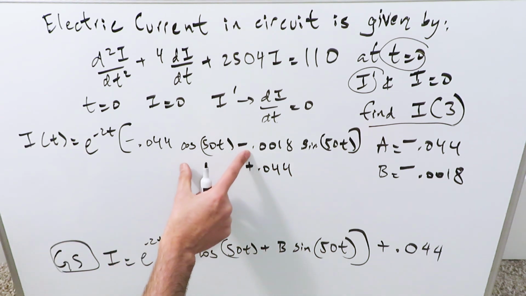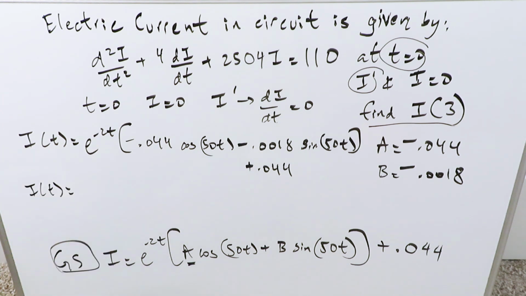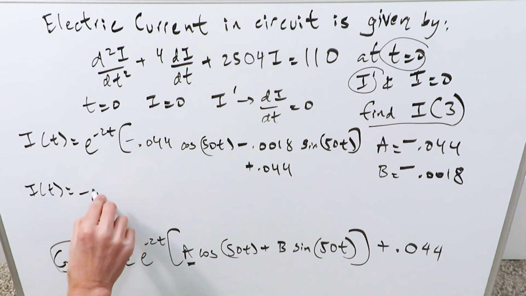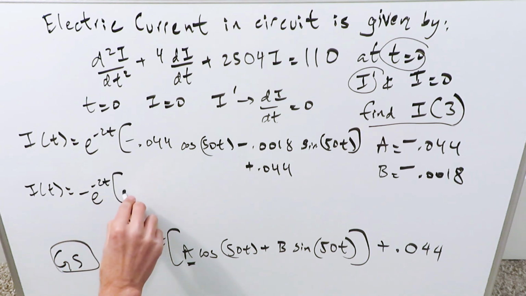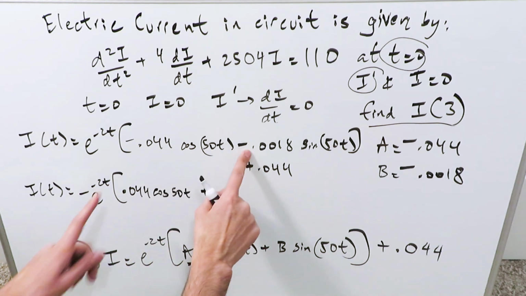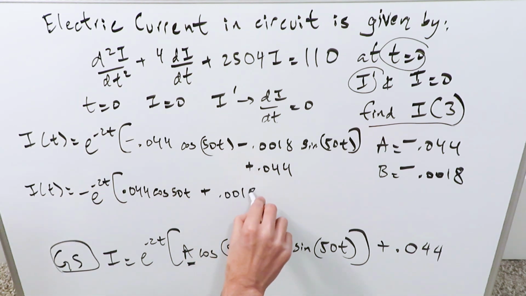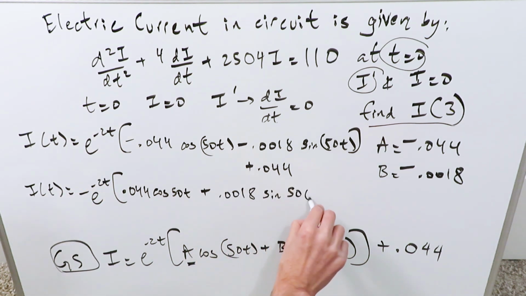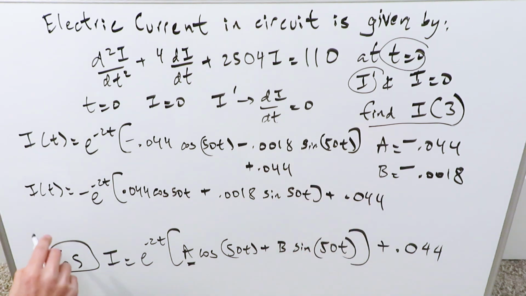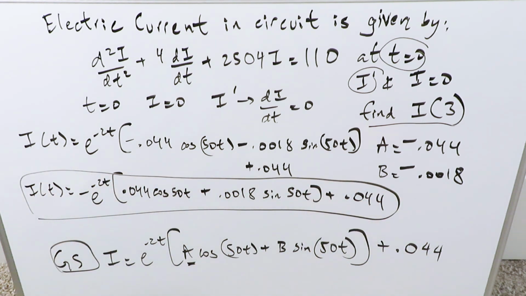Now you have this, but look, you can isolate these negatives and push them out. You can say your answer is this. By means of algebraic manipulation, I'm getting rid of these negatives, I'm pushing them out. I have a minus e exponent minus 2t, then I have a 0.044 cosine 50t plus, because I'm getting rid of these negatives, pushing them out, they become positives, plus 0.0018 sine 50t plus your particular integral value, your constant 0.044. This here is your solution, but we have yet to answer the actual question, current at time 3.